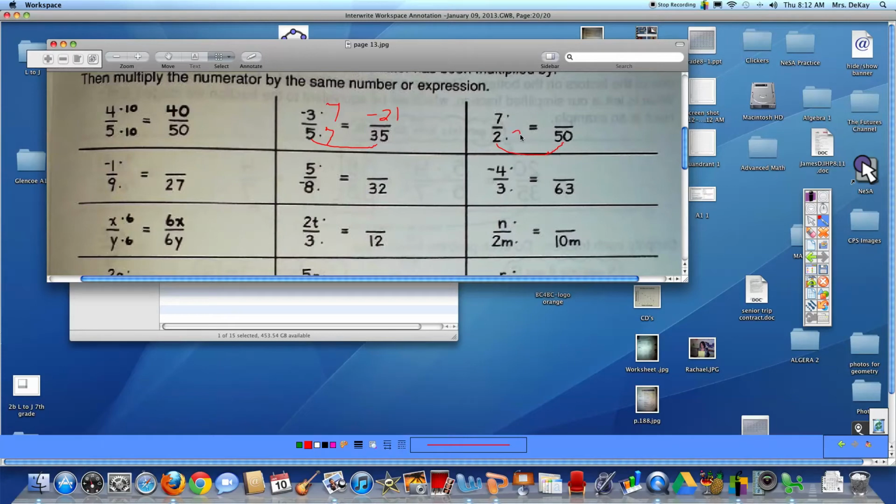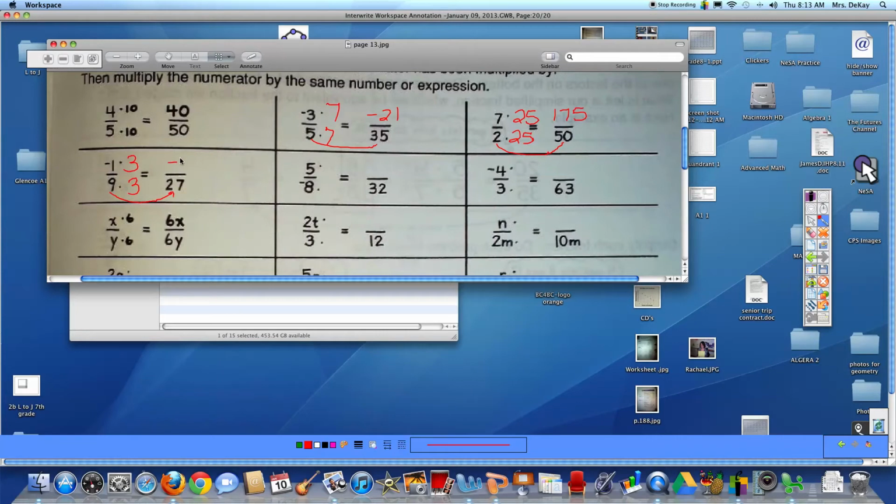25, and 25. It's easy to do that math if you think about having 7 quarters. If 7 quarters, what do you have? $1.75. That's right, $1.75. What's your factor to multiply by here? 3. 3 times 3. So your numerator is?